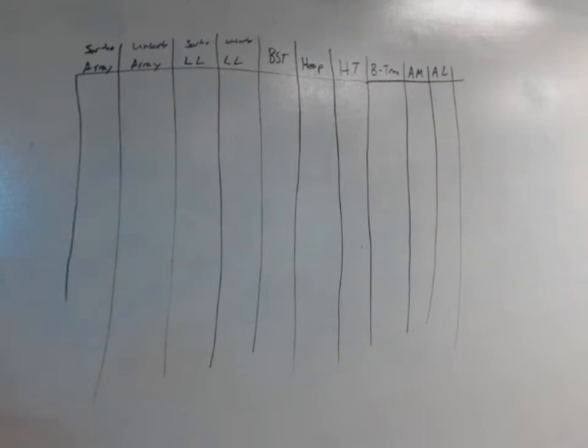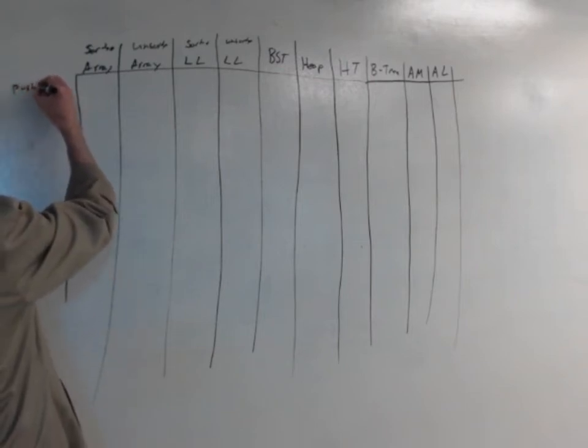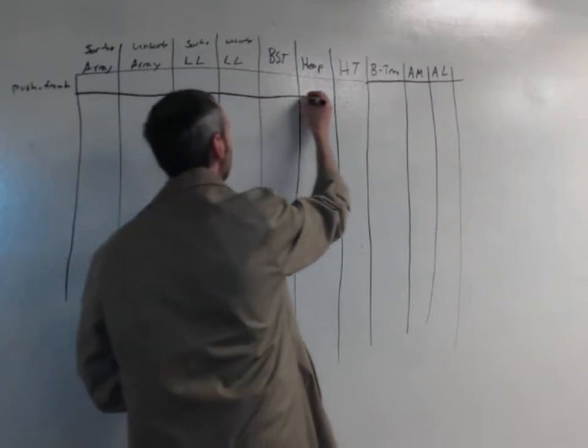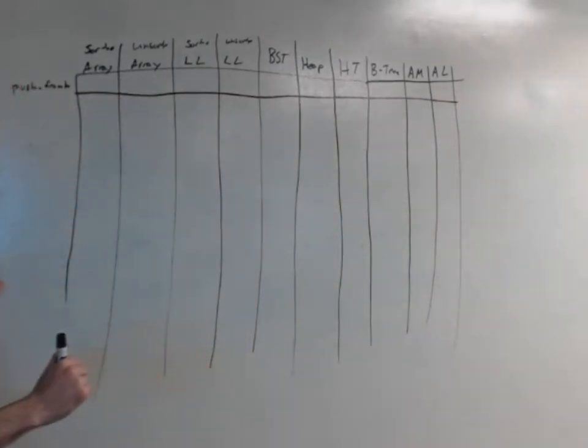Let's go ahead and think of our stack. What was it? Push. Where are we pushing? Push front. Push back. Push front. What's the big O on a sorted array? Does that make any sense? You don't push to the front of a sorted array.